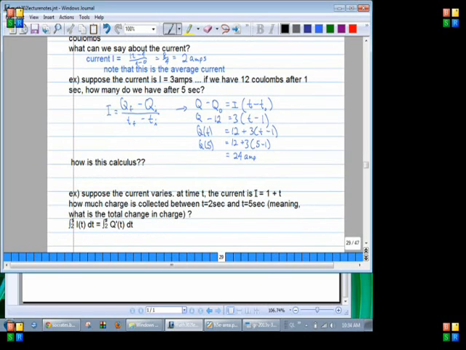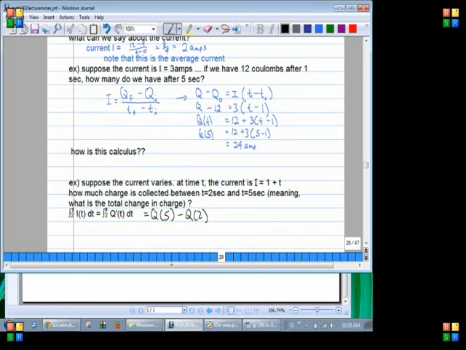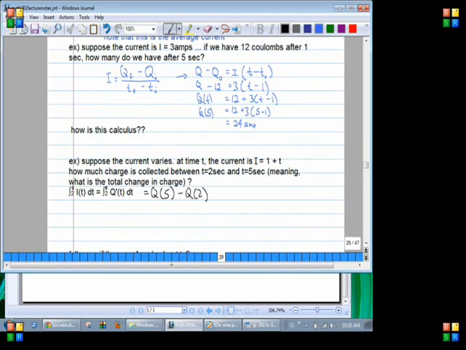So integrating the current from 2 to 5 is the same as simply taking the integral of the derivative of q, in other words, the derivative of the amount of charge. And what's that going to be? By the fundamental theorem of calculus, q of 5 minus q of 2. But q of 5 minus q of 2 is the change in the amount of charge. And now we can work that out.